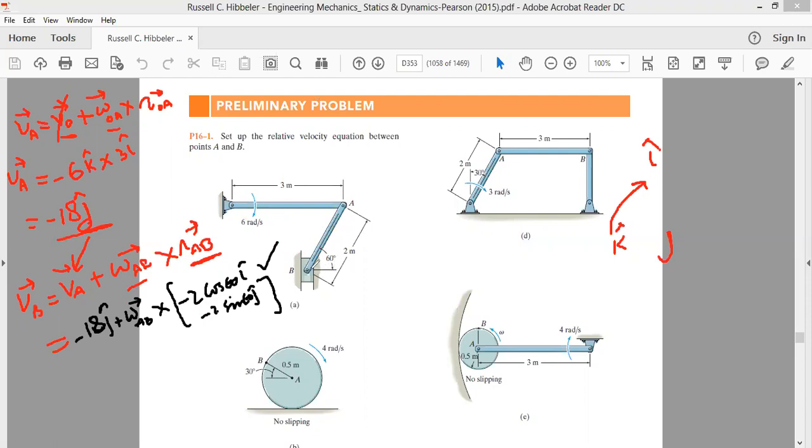Look at point B. As far as point B is concerned, point B will translate either in this direction or in this direction. The translation of point B will be along the y-axis only. This point B is constrained to translate along the y-axis.